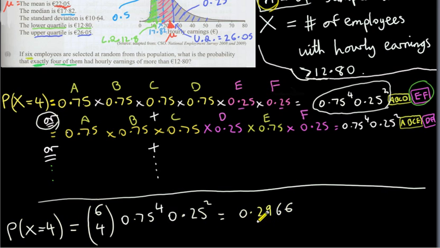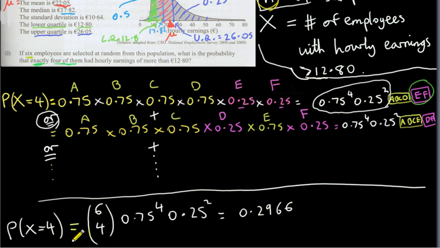So to 4 decimal places we get 0.2966. Now I want to explain a little bit more about the binomial distribution, so I'm going to go further than just answering this particular question. So here's the answer to question 1. I want to discuss the general form of this probability here.